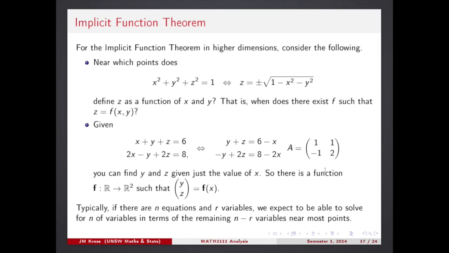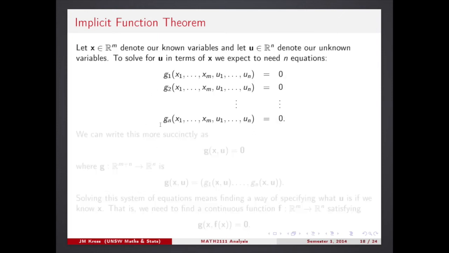Well, that's what it says. Typically, we have n equations and r variables if we want to solve. And typically, we can solve for n variables among those r. So we normally expect r to be larger than n. Otherwise, like in here, you see we have two equations and three unknowns. And we expect that two out of these three unknowns can be solved in terms of the other one. The same story here.